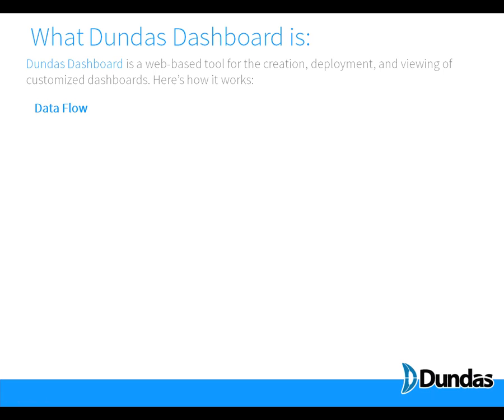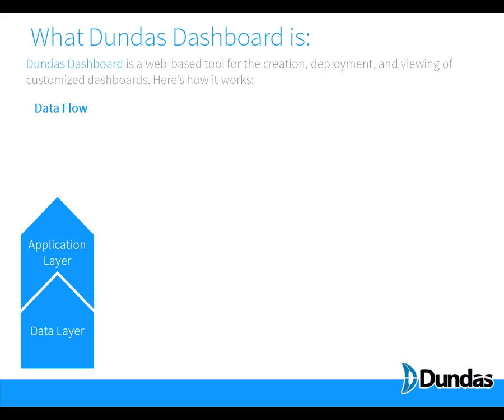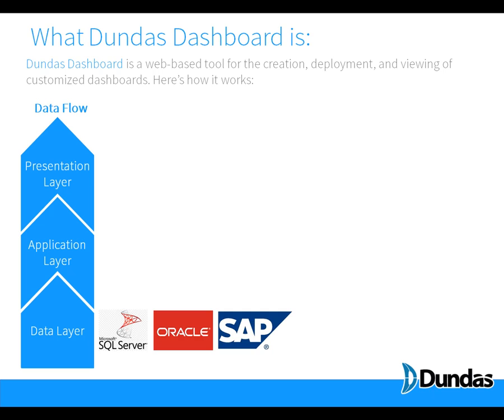To understand how it works, let's talk about the way that data flows through your business and through our platform. We're going to start with your data, so your source systems, your data warehouse, wherever you're capturing your information. Next, it'll flow through the application, in our case, Dundas Dashboard, and then finally, it's going to be presented somehow to your audience.